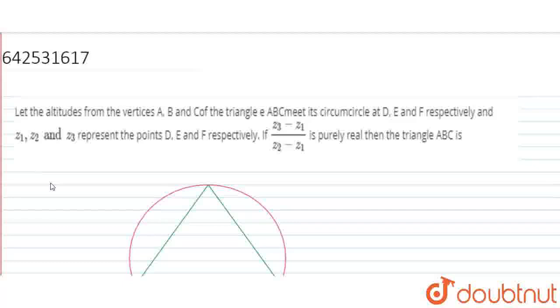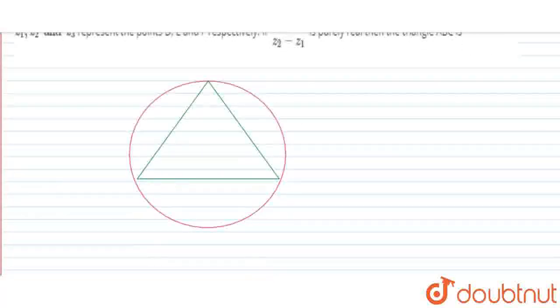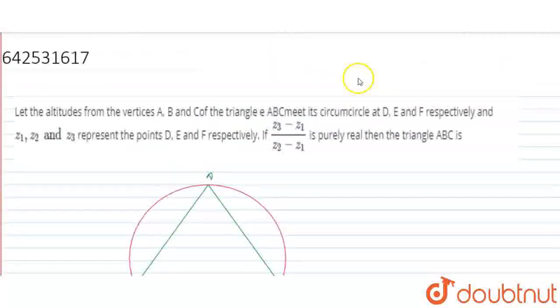Just imagine that this is our triangle, this is our A, this is B and this is C. So these are the coordinates of the vertices of the triangle, and it is saying that Z1, Z2 and Z3 represent the points D, E, F, and these D, E, F are what? These are the altitudes from the vertices A, B and C.